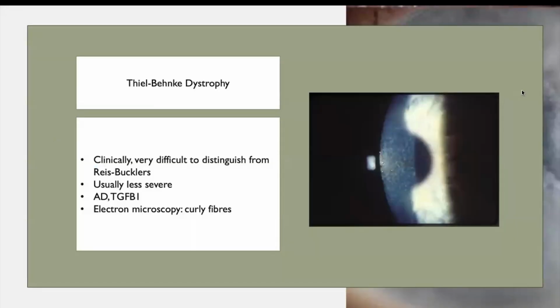So the main difference here with Thiel-Behnke is that, like I said, it's clinically very difficult to distinguish, but on electron microscopy, you'll see these curly fibers within the Bowman's layer. It typically is less severe, but again, it's TGFBI.